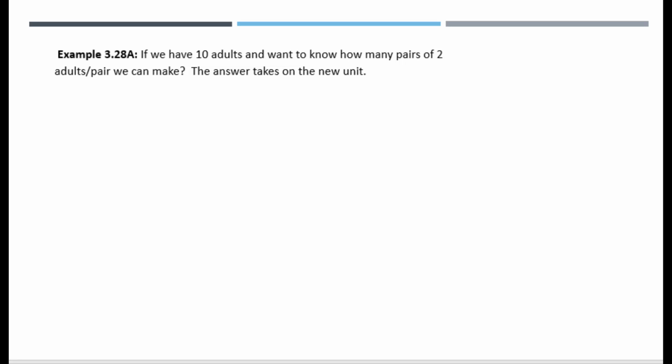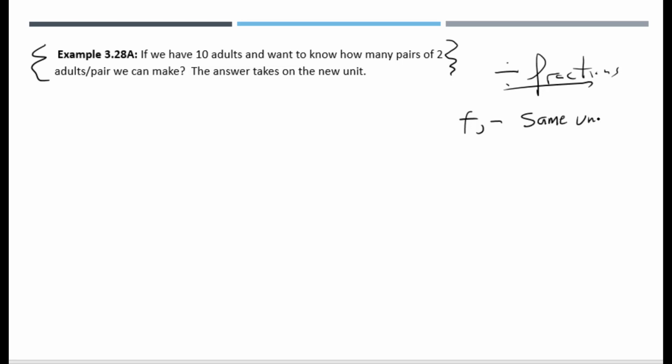Okay, welcome to 3.4, which is division of fractions. So we're going to be dividing by fractions. Now before I get into this, this example sort of illustrates what I want to talk about a little bit. When you add or subtract, you can only do so if you have the same units. In other words, we can add 3/7 plus 3/7 and get 6/7 because it's the same unit.